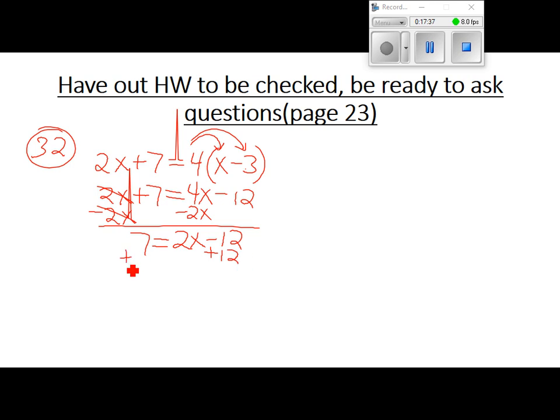Add 12 on both sides. 2x equals, what's 7 plus 12? 19. Now what? Is that going to come out even? 9.5.